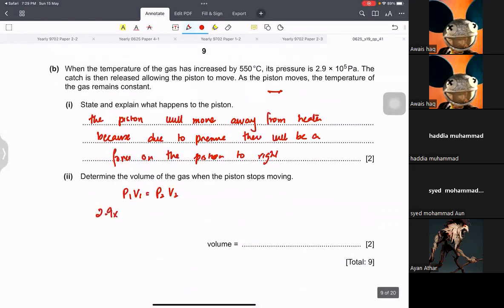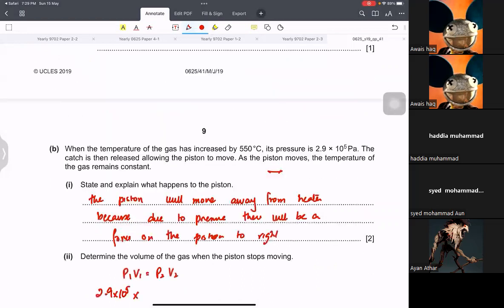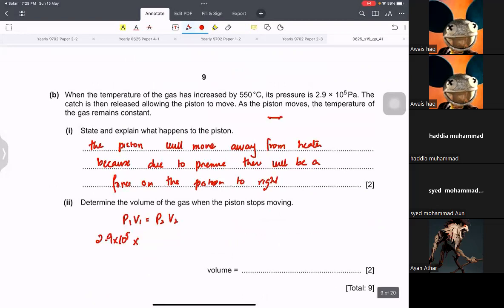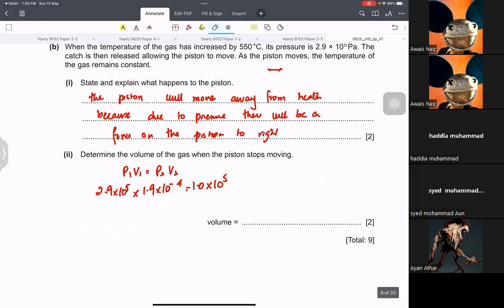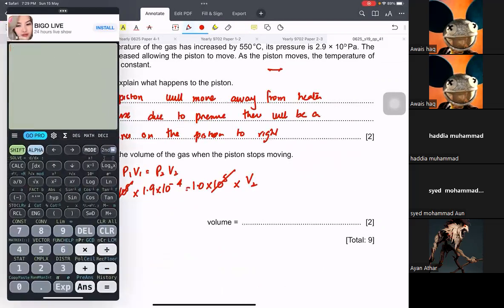So 2.9 times 10 raised to 5. The volume was 1.9 times 10 raised to minus 4. Pressure 2 was 1.0 times 10 raised to 5, I believe. Let me check again. Yes. And volume 2. This cancels out with this. So we are only left with 2.9 multiplied by 1.9 times 10 raised to power minus 4. So the volume is going to be 1235.51 times 10 raised to minus 4 meter cube.